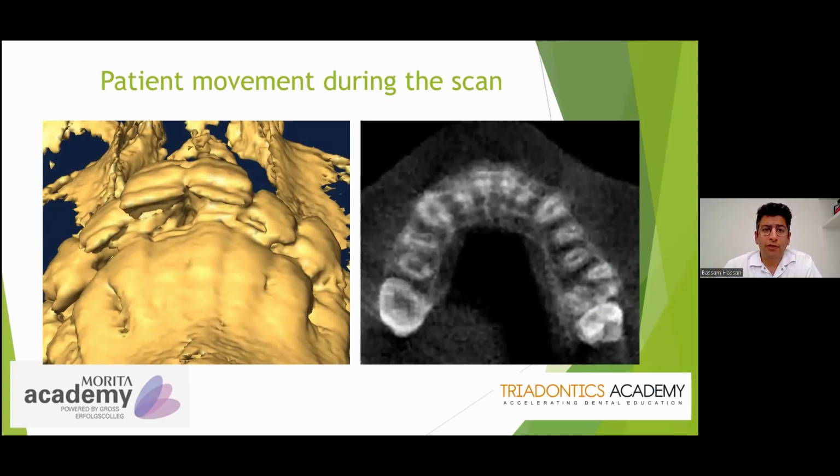Remember, patient movement during the scan. The first scan I showed you, the one the AI struggled to match with the intraoral scan, is because the patient moved. Even though the image did not look like this, it was corrected by the software. When it was segmented, the AI was seeing double teeth. That's patient movement during the scan. You can have the best scanner in the world, but if the patient moves, you'll have a very poor image.